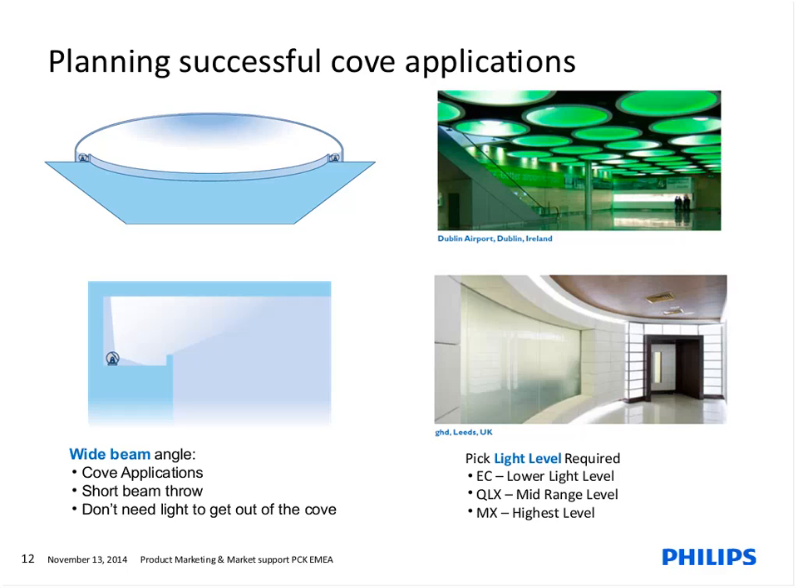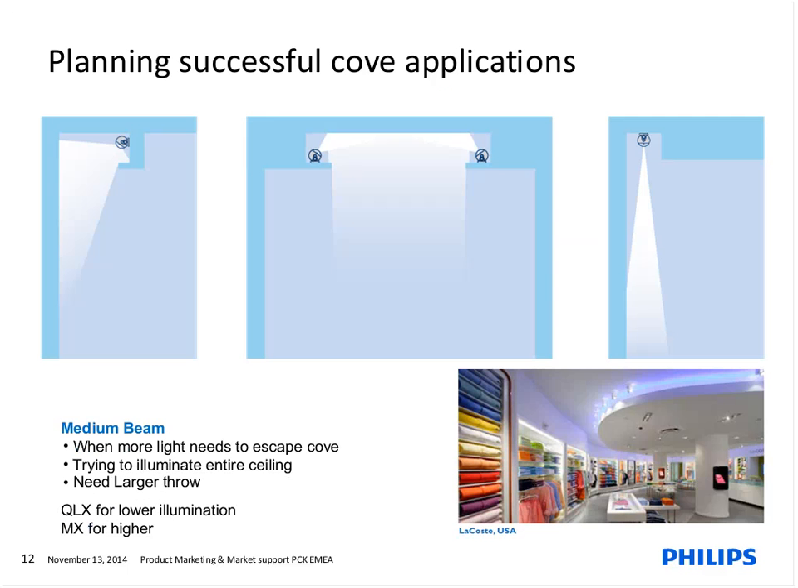At the same time, you can use the medium beam in different applications. The medium beam we advise to use when more light needs to escape the cove, or you're trying to illuminate the entire ceiling, or you need the larger throw. In this case, you can go with the medium beam, and again, the QLX for the lower illumination and the MX for higher. Usually we don't use the Cove EC in such applications, but we'll come back to that a little bit later.